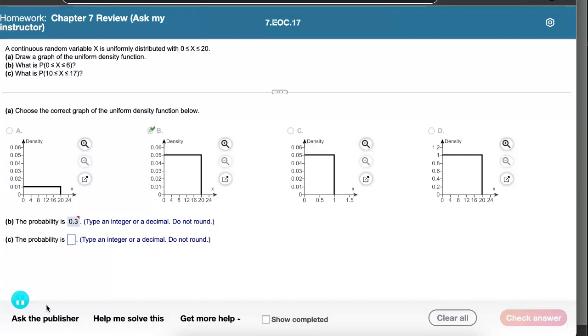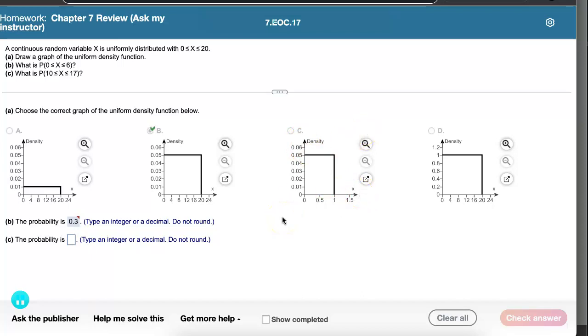In this problem, we're asked to draw a graph of a uniform density function where x is a continuous random variable between 0 and 20 inclusive. So of my choices in part A, the first thing I'd want to look for is that the length of this function includes a domain from 0 to 20. That does not happen here in choice C. Notice that this graph only goes from 0 to 1, so I would exclude this particular choice.